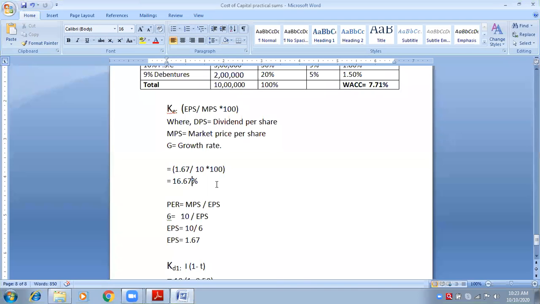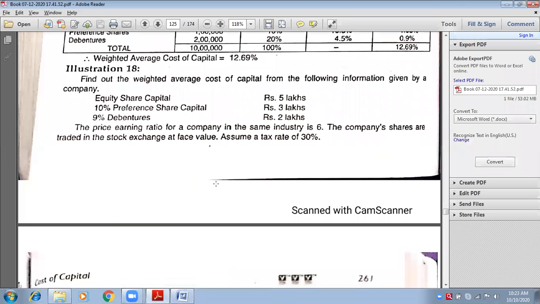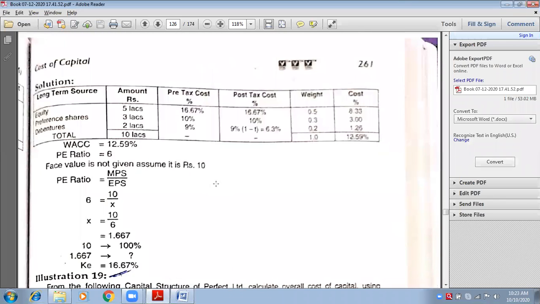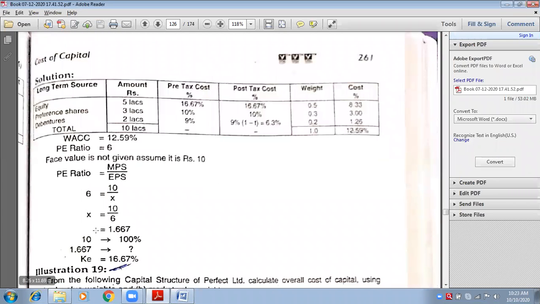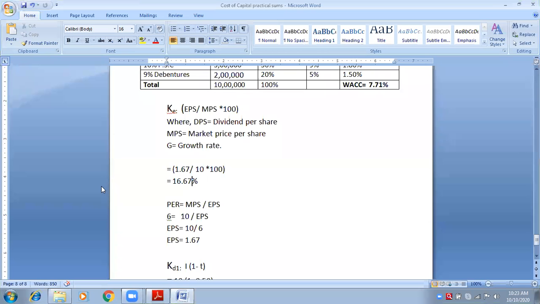In the textbook, they have made it a little confusing. देखो इन्होंने डायरेक्ट क्रॉस मल्टीप्लिकेशन किया. आप ऐसे ना करके मैं आपको बताती हूँ ये 16.67 कैसे आया. पहले तो आपने प्राइस अर्निंग रेशियो समझा. MPS upon EPS. Price earning ratio is given 6. MPS is 10 divided by EPS, पता नहीं. So cross multiply करके 10 by 6, EPS आ जाएगा कितना? 1.67. ये EPS आ गया.